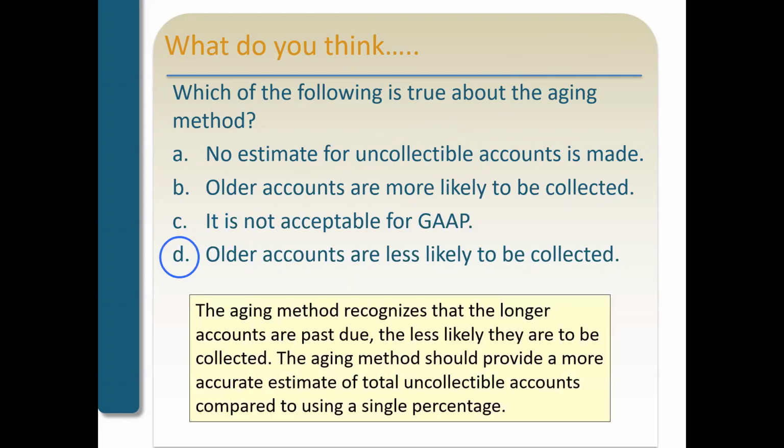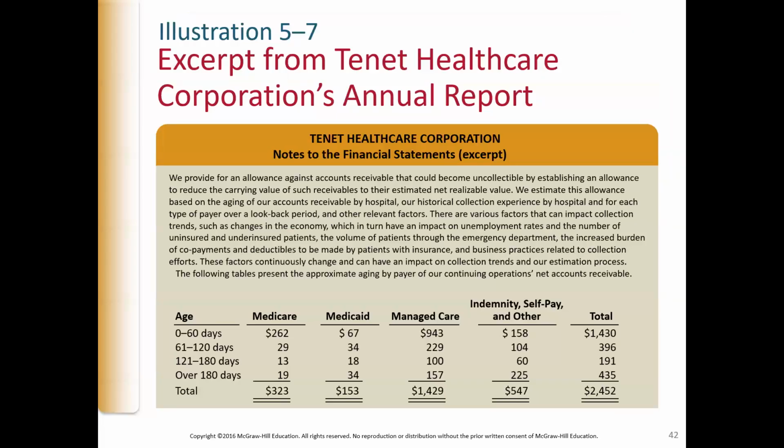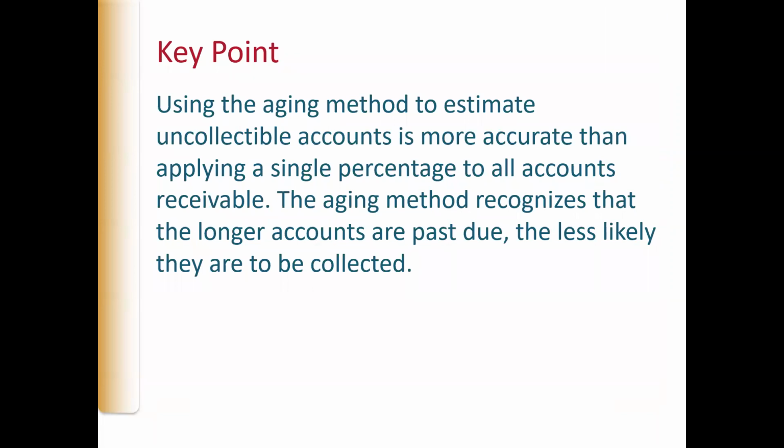Older accounts are less likely to be collected. So using the aging method to estimate our uncollectible accounts is more accurate than just applying a single percentage to all accounts receivable. The aging method recognizes that the longer accounts are past due, the less likely they're going to be collected.